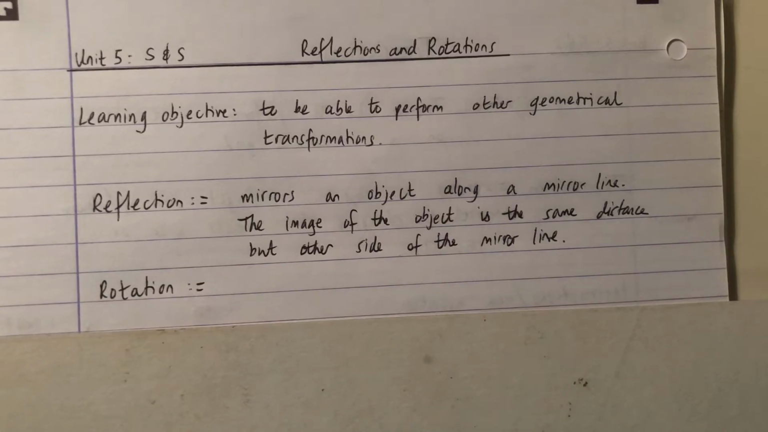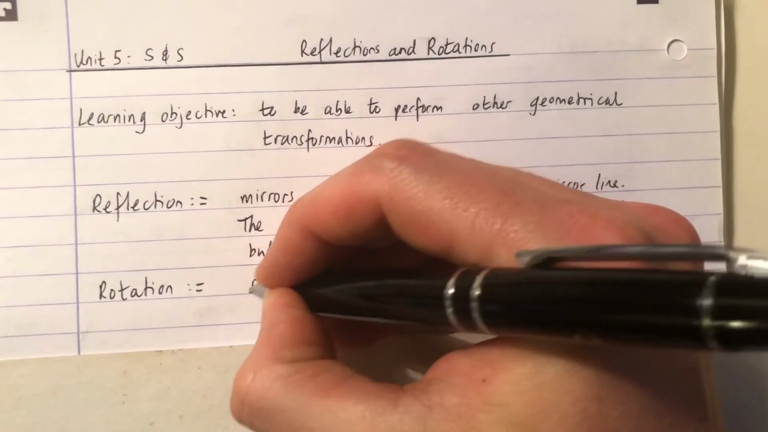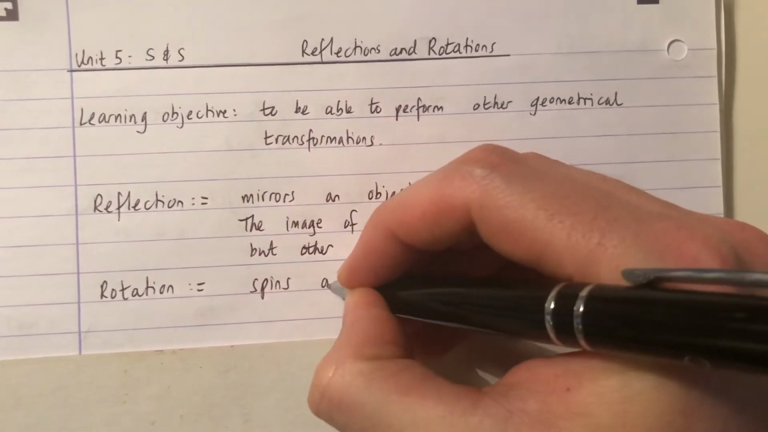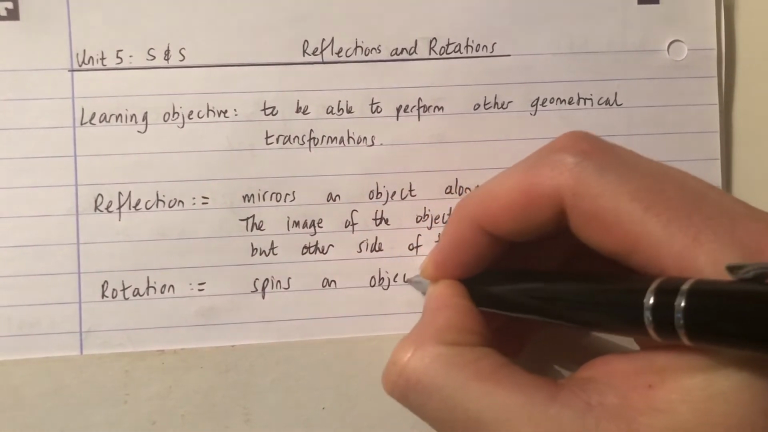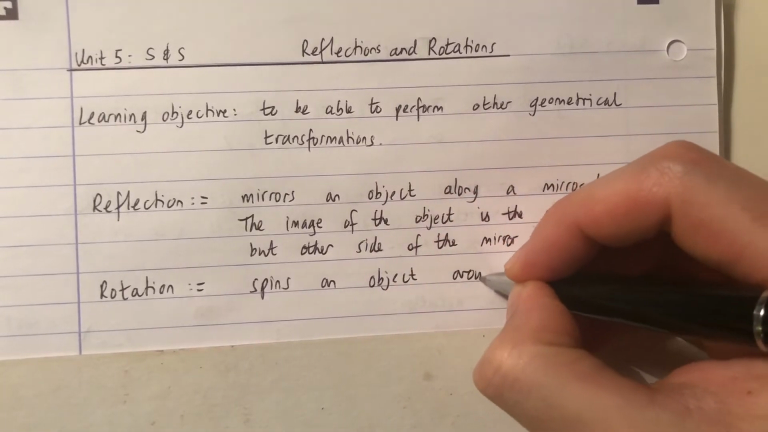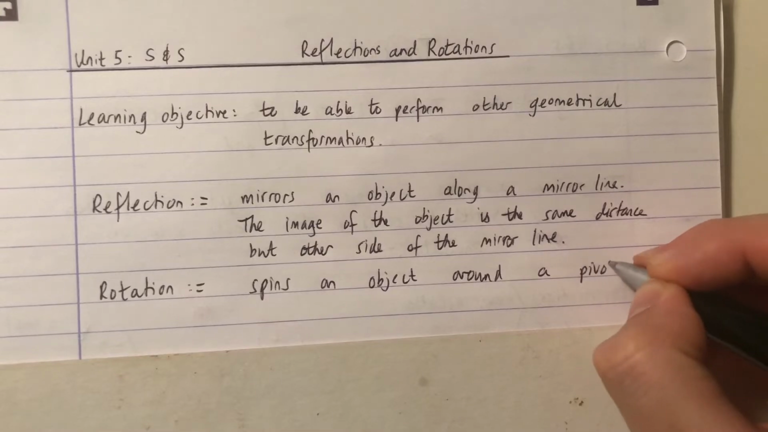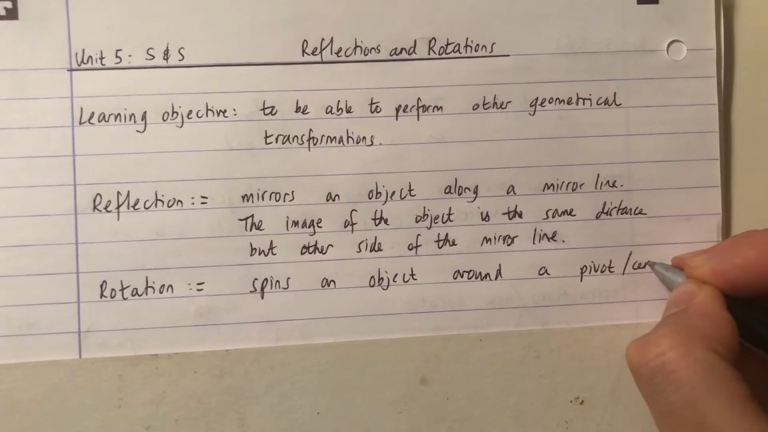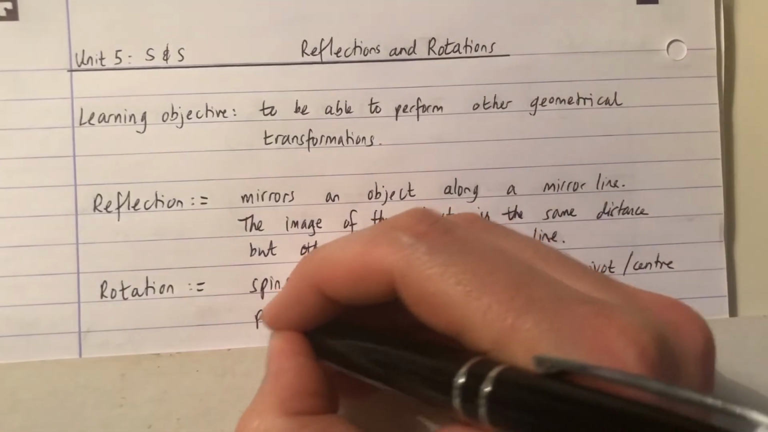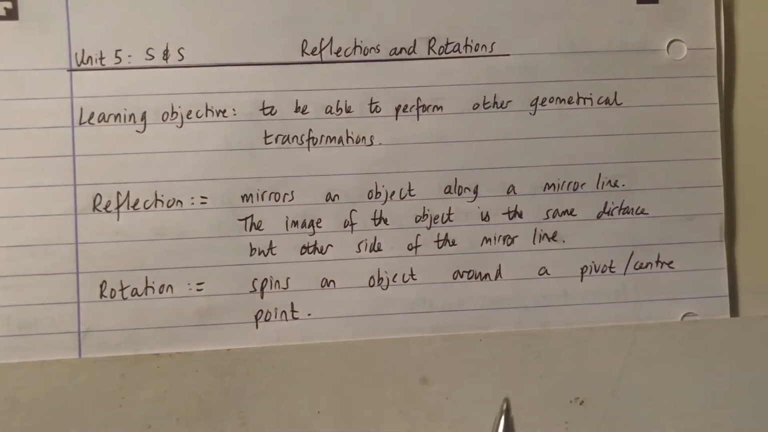Rotation spins an object around a pivot point or center point. And that's pretty much it.